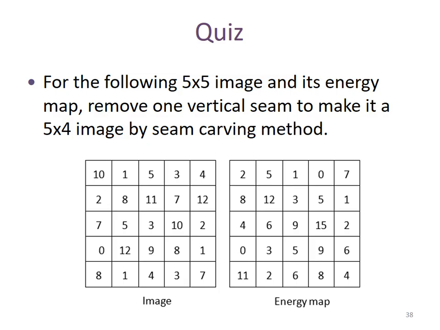Everyone has your A4 paper, right? We consider this as an exercise, and it will count as a homework assignment. So please finish this practice, and you can discuss with your classmates. Let's see this question. We have the following 5 by 5 image and its corresponding energy map. You are required to remove one vertical seam to make it a 5 by 4 image by the seam carving method.